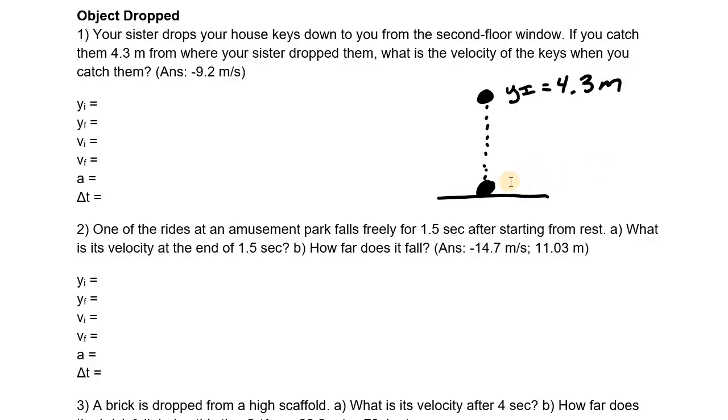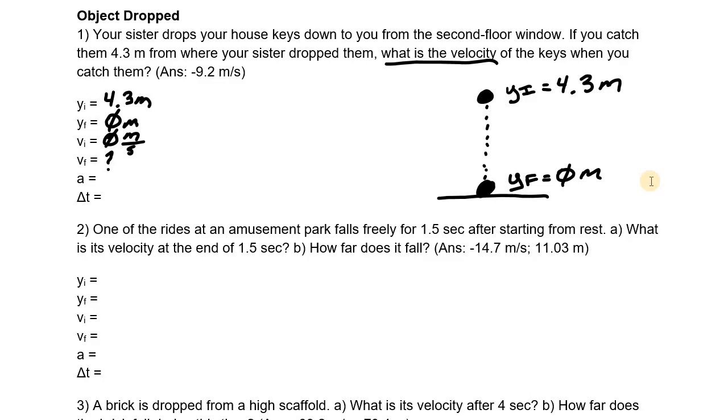And what would you say is the final height of the object? Well, it's being caught, it's hitting the ground, so it's dropping for a total of 4.3 meters. We could say that the final height is 0. Let's come over here and start writing this in. What is the initial velocity? Am I throwing these keys up? Am I throwing them down? Or am I just letting go of them and letting them drop? Initial velocity is 0 meters per second. What's the final velocity? Oh, isn't that what we're trying to find?